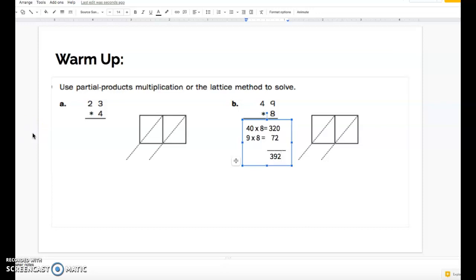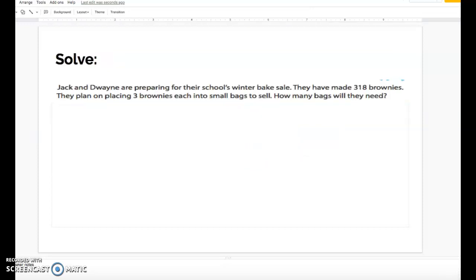When we solve word story problems, we really need to ask ourselves, well, what is this problem asking me to do? And then we need to ask ourselves, what do I already know? And what do I need to know in order to get the correct answer? So let's take a look at this problem together.